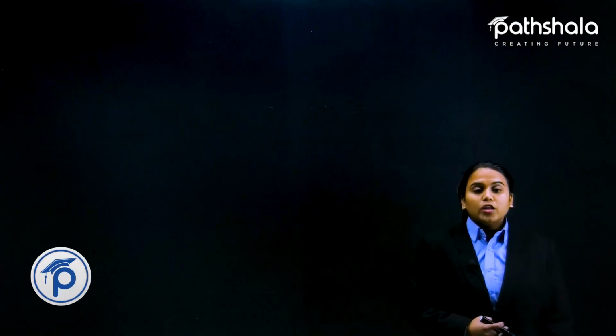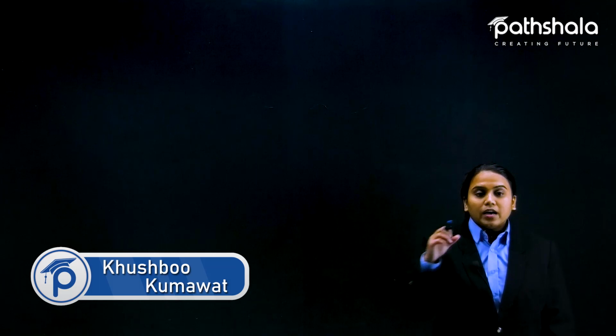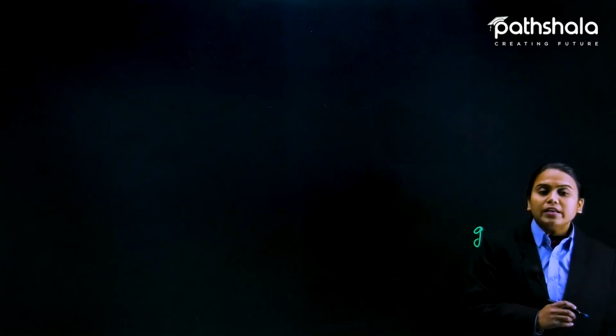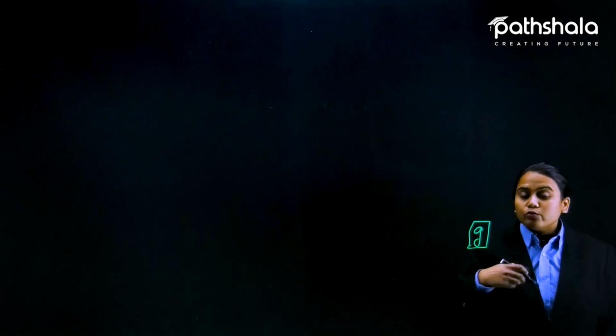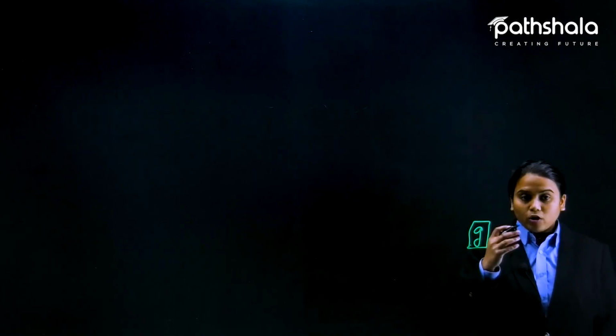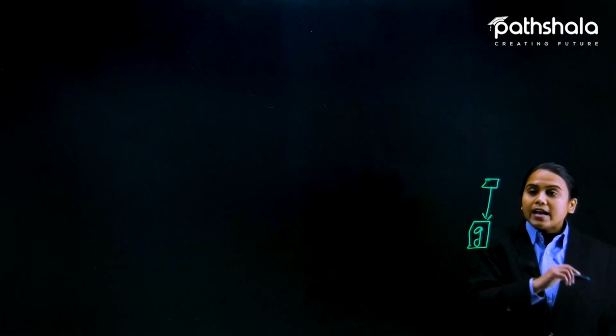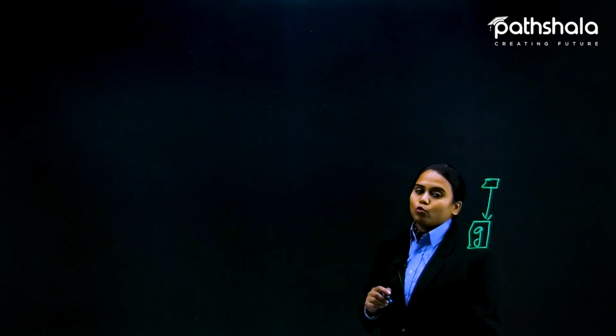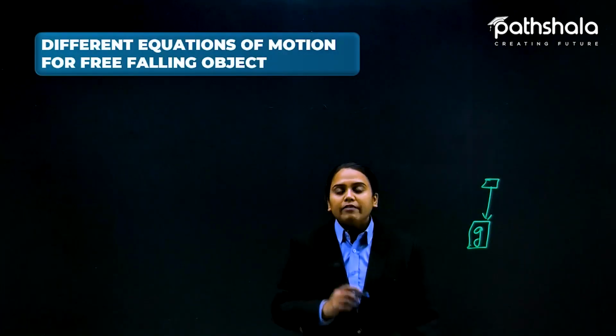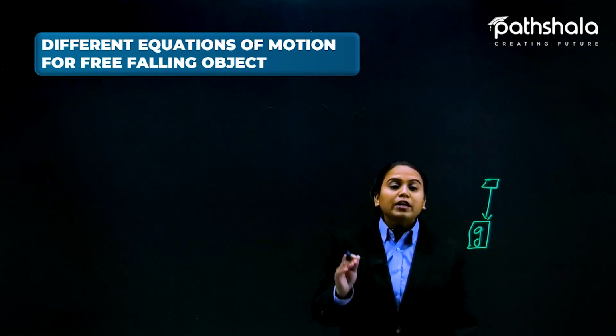Yes, students. So now as we have seen, the attraction force of the earth towards any object is denoted as the small g, that is the acceleration due to gravity. Because the earth is pulling any object towards itself, motion is produced in the object, and that gives the new equations of motion. So here we have different equations of motion for free falling objects.